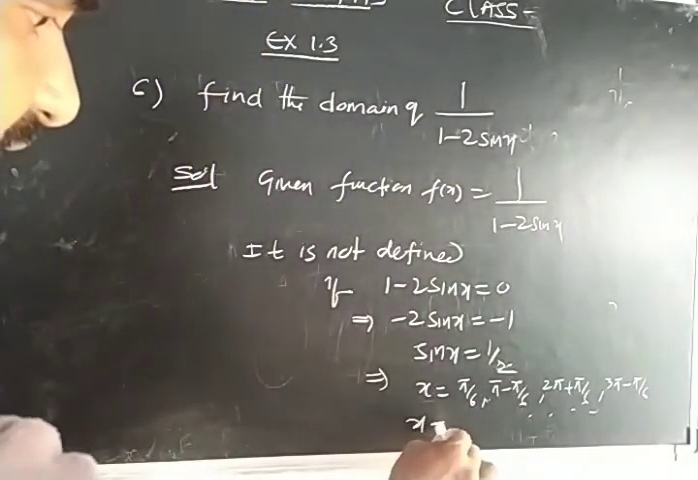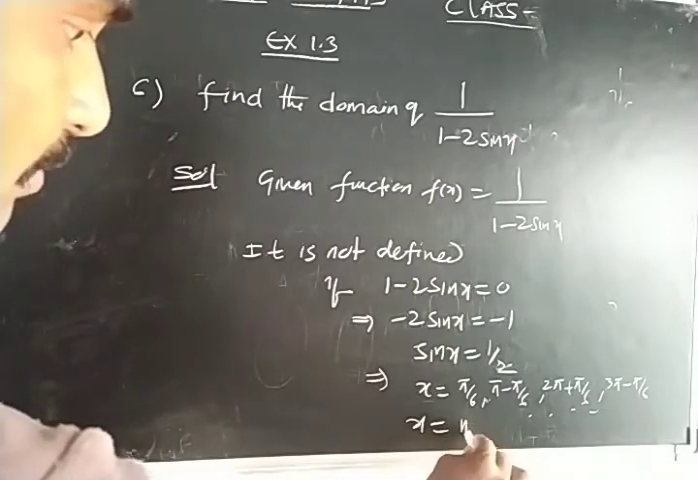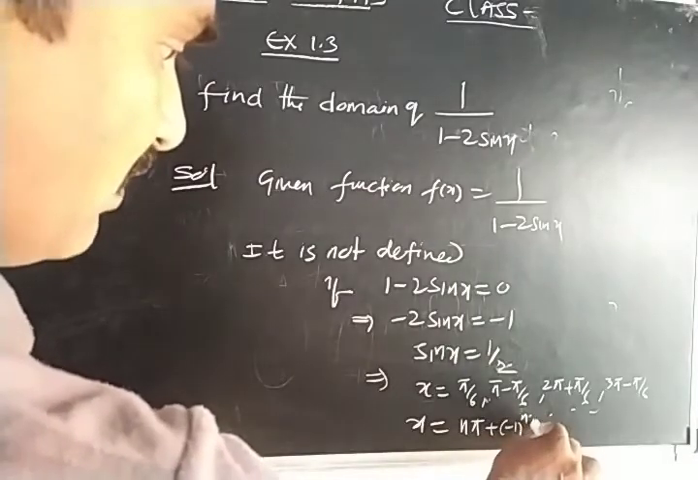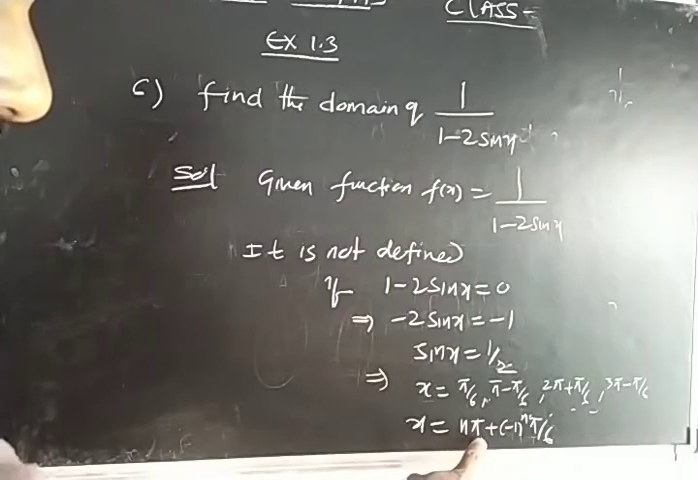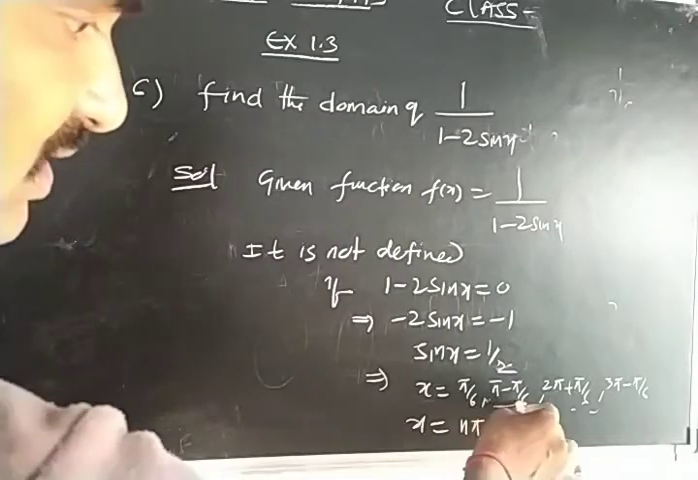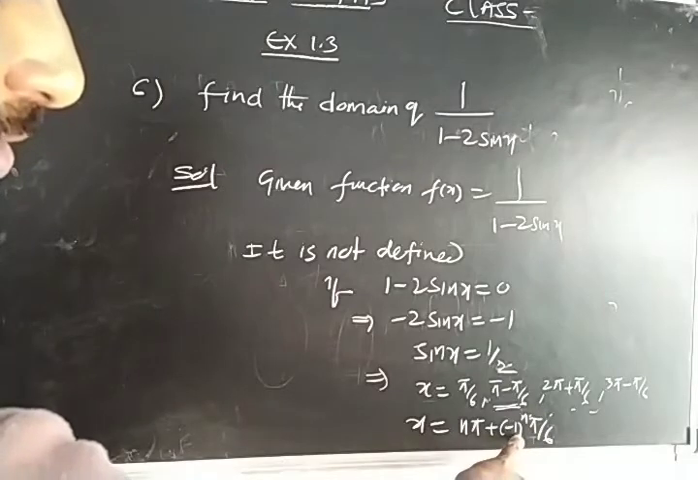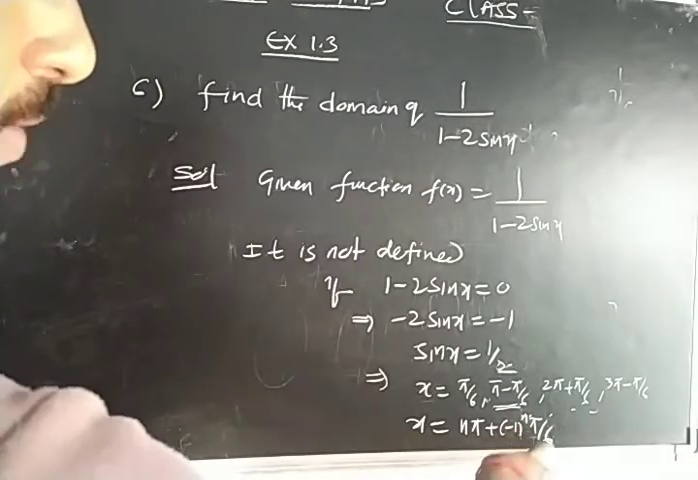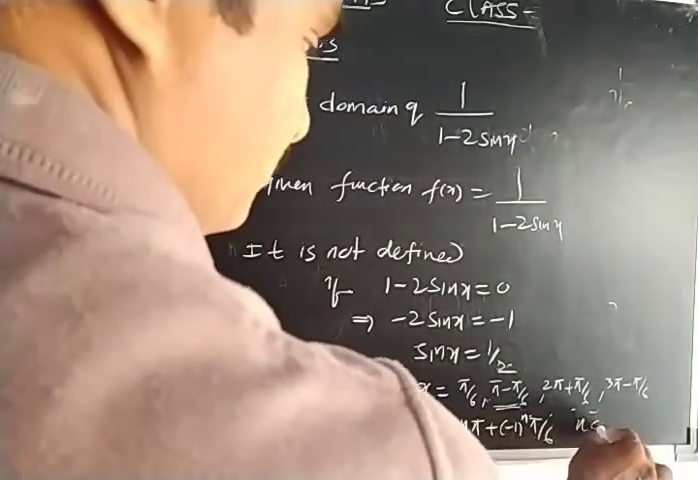So how to write this? You can write x values as n pi plus minus 1 power n pi by 6. See here, if you take n equal to 1, pi minus pi by 6, you will get this. If you substitute n equal to 2, 2 pi, minus 1 power 2 is plus, so 2 pi plus pi by 6, you will get this. That means here n belongs to Z.